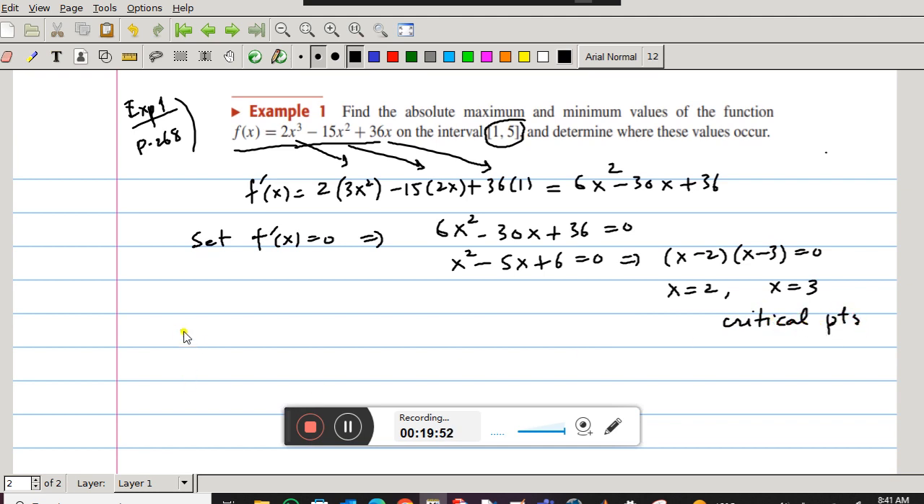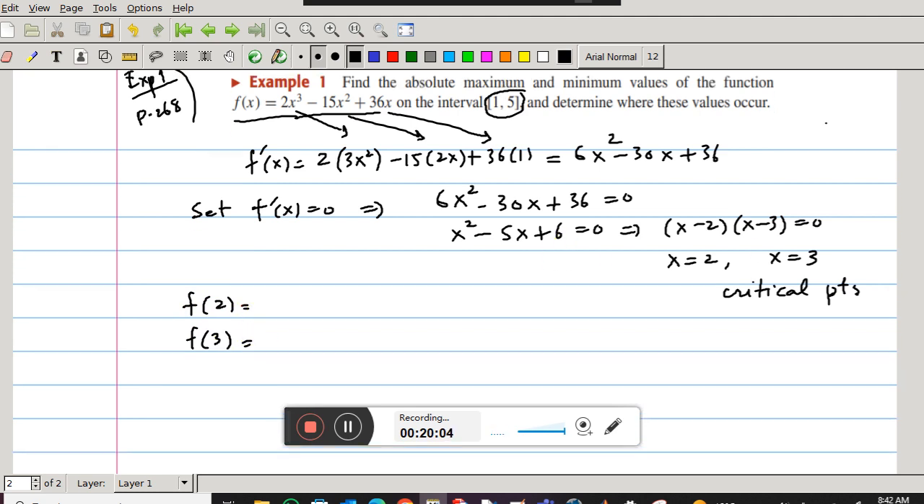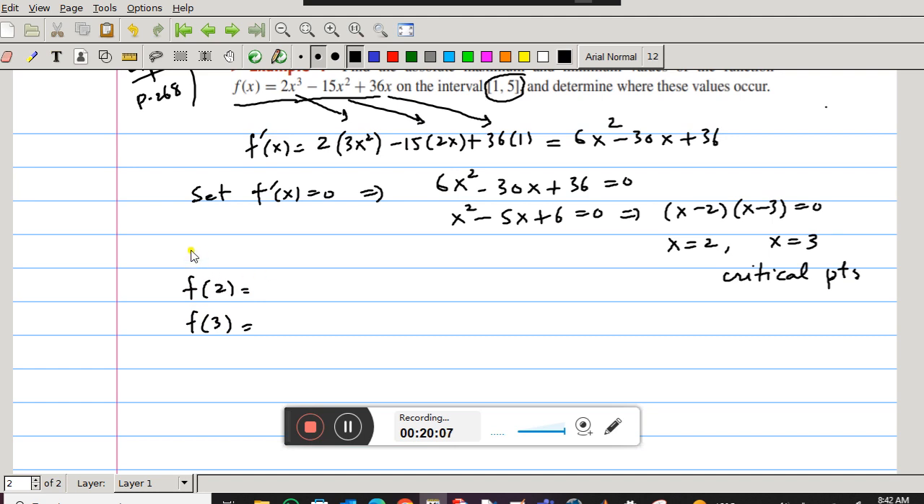Now step 2 was to evaluate f. Now calculate f at the critical points. What is f of 2? What is f of 3, right? And then we calculate at the endpoints as well. So these are the critical points. So f, not f prime, f, this one, okay? This f, I have to evaluate the function value.